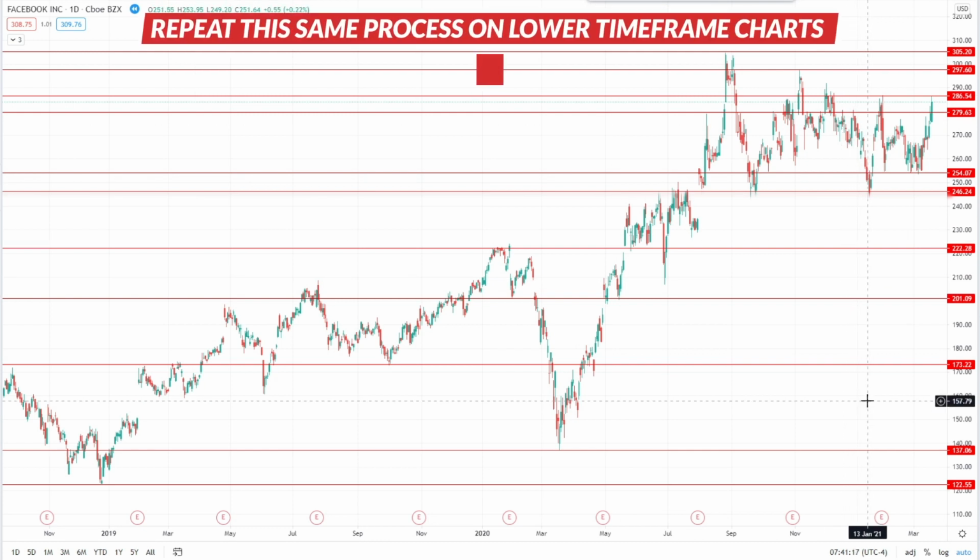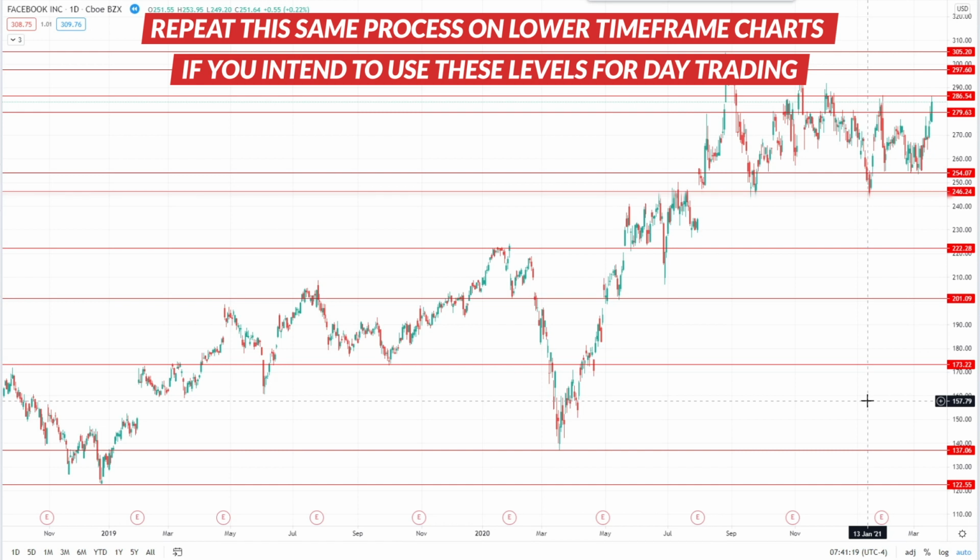This same process can be repeated again on lower timeframe charts, such as a 30-minute or 1-hour timeframe, if you intend on day trading based on these specific levels. For swing trading, marking the support and resistance levels on a daily chart will generally suffice.